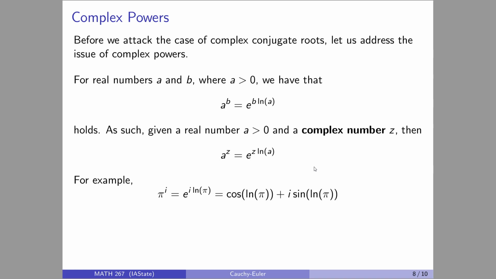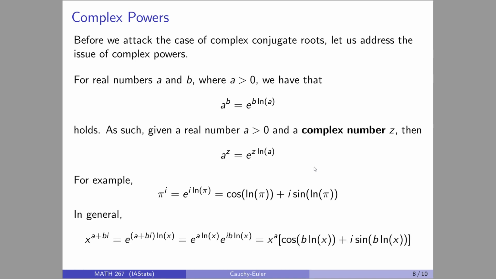I love this stuff. All right, but anyway, for a quick example, speaking of fun numbers, pi to the i power would be e to the i log of pi, and e to the ix, I know what that's equal to. Euler's formula jumps in, helps us out, and we get that pi to the i is cosine of log pi plus i times sine of log pi, because, why not?